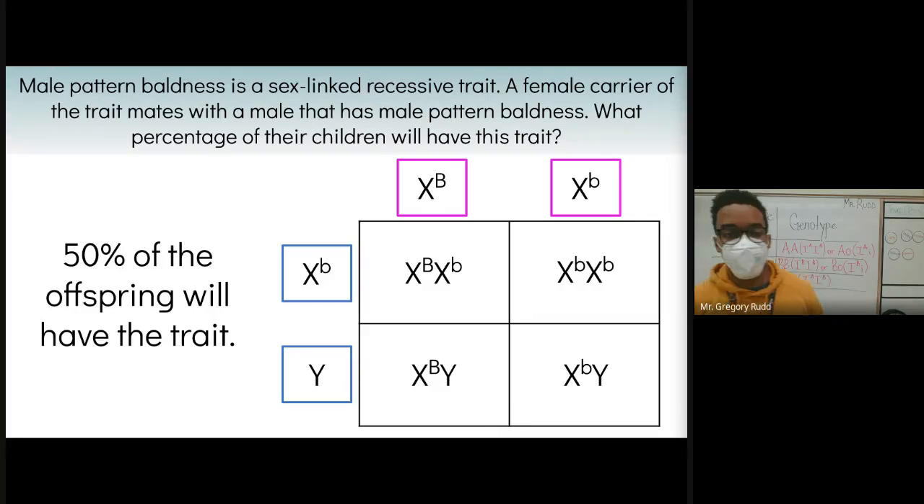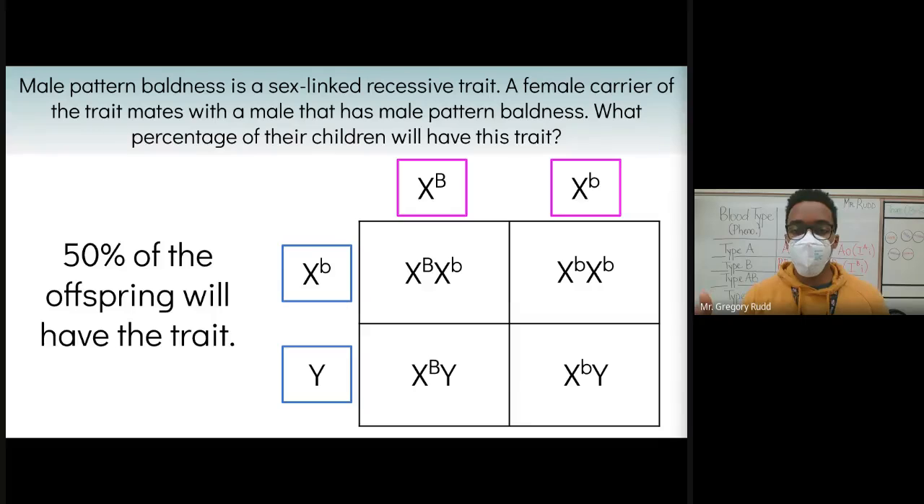Okay. So we just had a good discussion about why this is 50%. We've got 2 offspring on the right side of the Punnett square who do have baldness because they only have the recessive allele. So 2 out of 4 possible offspring is 50%.